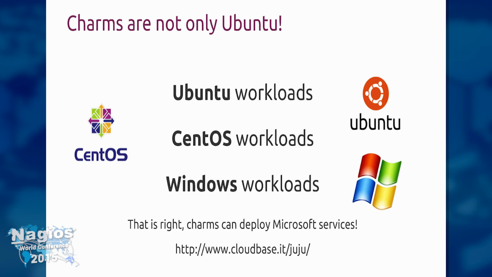Charms are not only Ubuntu. They were in the beginning, but we do have support for CentOS workloads. And believe it or not, we have support for Windows workloads. There's a great company called Cloudbase that partnered with us, and they wrote charms in PowerShell that deploy on Hyper-V. So you can deploy Windows workloads with Juju from Windows or from Linux using the Cloudbase software that they've partnered with us on. So CentOS, Ubuntu, and Windows.